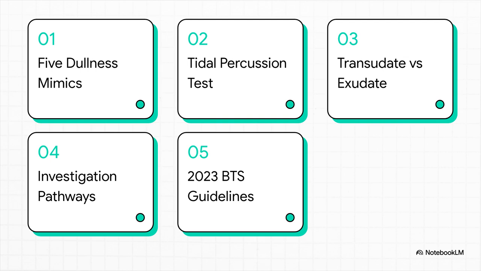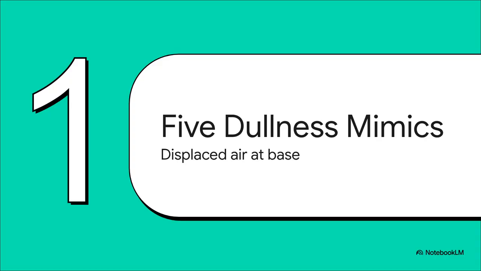So here's our roadmap for today. We'll start with the 5 dullness mimics, then go over the tidal percussion test. After that, we'll differentiate between transudative and exudative effusions, look at current investigation pathways, and wrap up with the latest 2023 BTS guidelines. All right, part 1, the 5 dullness mimics.